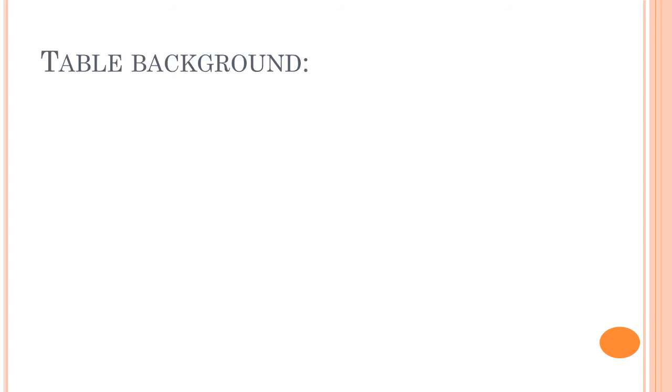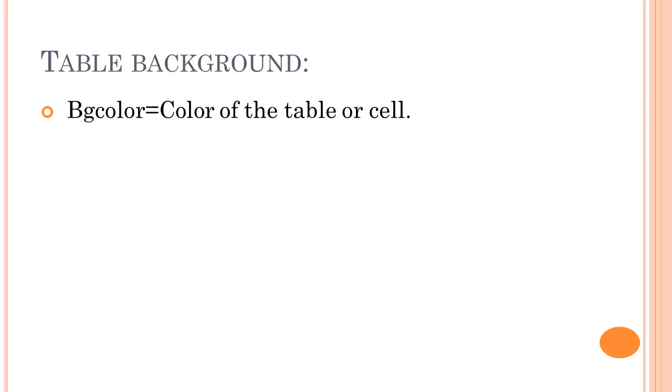Next is about table background. You can give a background color to the table also, and a background color for the web page also. You know, right, how you can change the background color of the web page. By default it will be white in color, you can change it by your choice, right? First is bgcolor. This bgcolor attribute is used in the table tag. It is used to change the background color of the table or the cell.